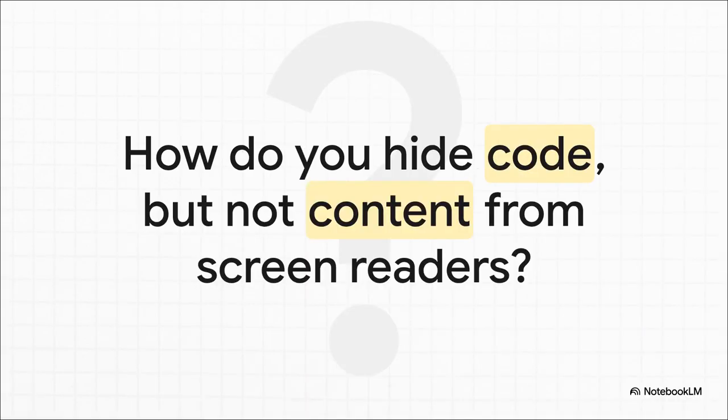So picture this. You've built out this beautiful component, right? But the HTML structure you used, maybe with lists or tables for layout, is now just creating a bunch of noise for screen reader users. So how do you tell that screen reader, hey, ignore the meaning of these tags, but please, whatever you do, don't hide the important stuff inside them? That is the exact problem we're going to solve.